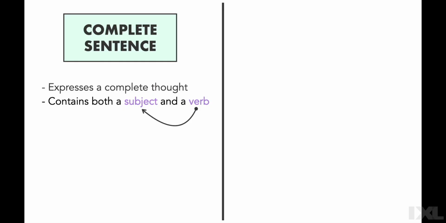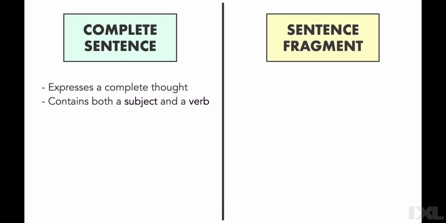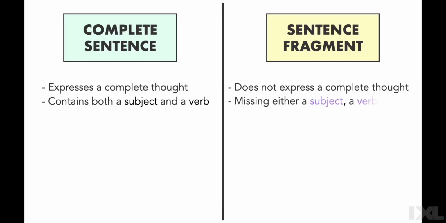A verb is normally part of a longer phrase, called a predicate. For example, in this sentence, the mysterious hooded figure ran quickly through the dark woods. The subject is the mysterious hooded figure, and the verb ran is part of the longer predicate, ran quickly through the dark woods. A sentence fragment differs from a complete sentence because a sentence fragment is a group of words that does not express a complete thought and is missing either a subject, a verb, or a helping verb.